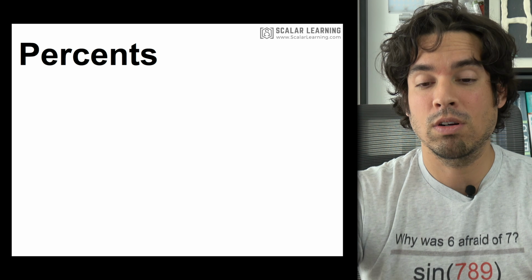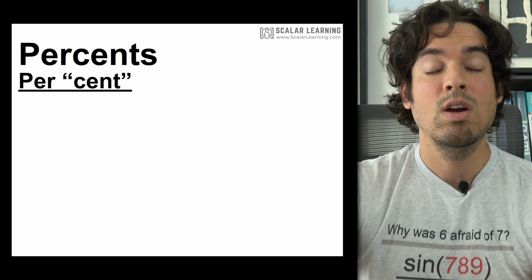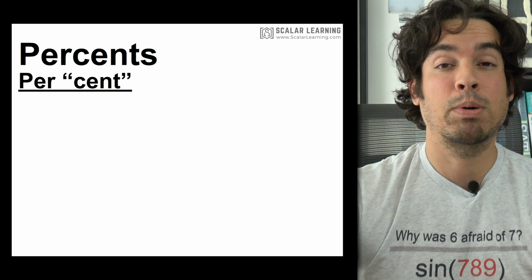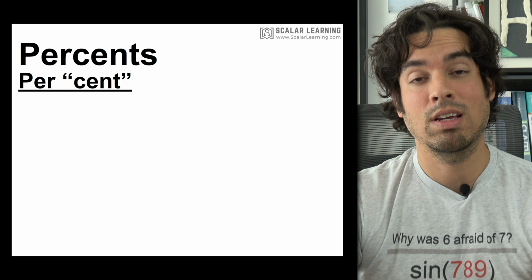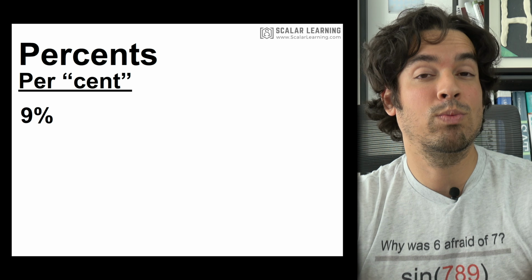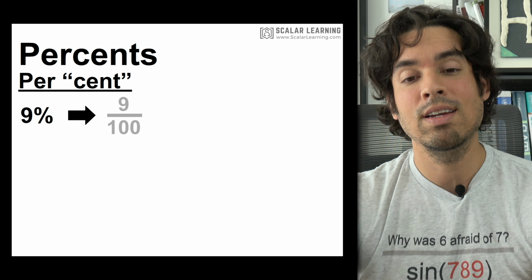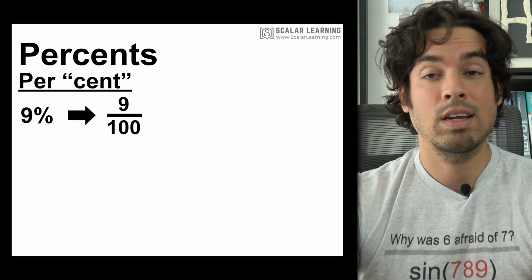And that cent part, that separated cent part, translates directly to 100. So really, when we're saying percent, we're talking per 100. That's a very important thing to remember when we're trying to understand percents. For example, when we say 9%, we're really saying 9 per 100. So it's really 9 out of 100, 9 hundredths.